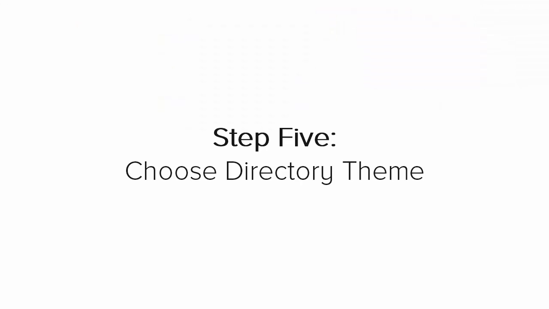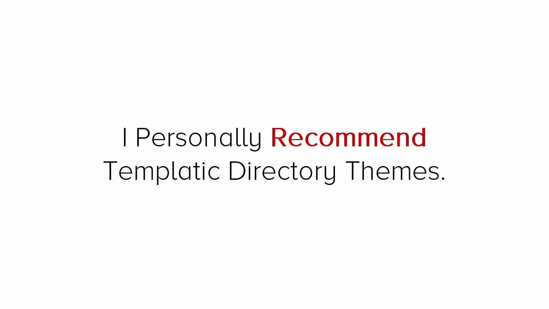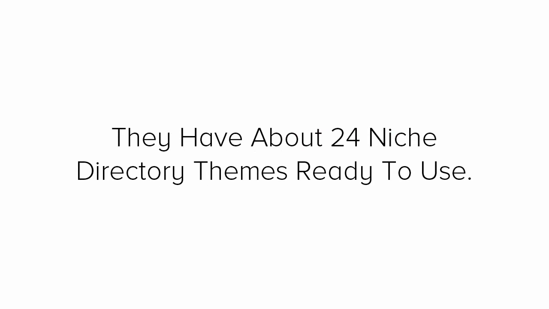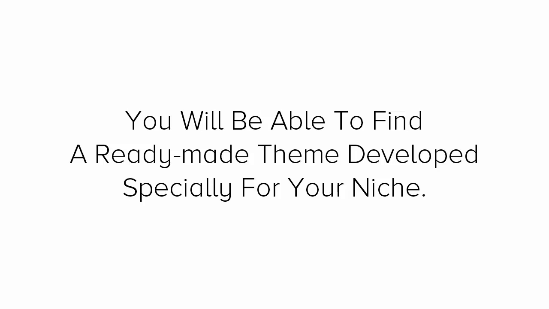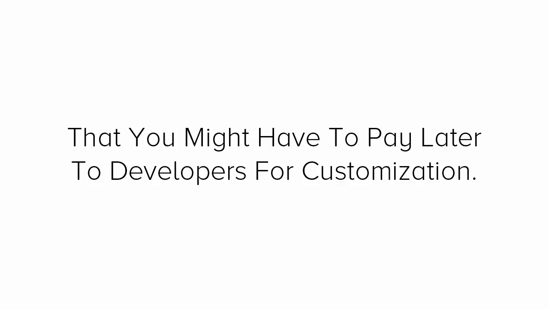it and use it. Step 5 is to choose a directory theme. I personally recommend Templatic directory themes as they have about 24 niche directory themes ready to use. Best part, based on your preferred niche, you will be able to find a ready-made theme developed specially for your niche. That will save you time, energy and money that you might have to pay later to developers for customization.